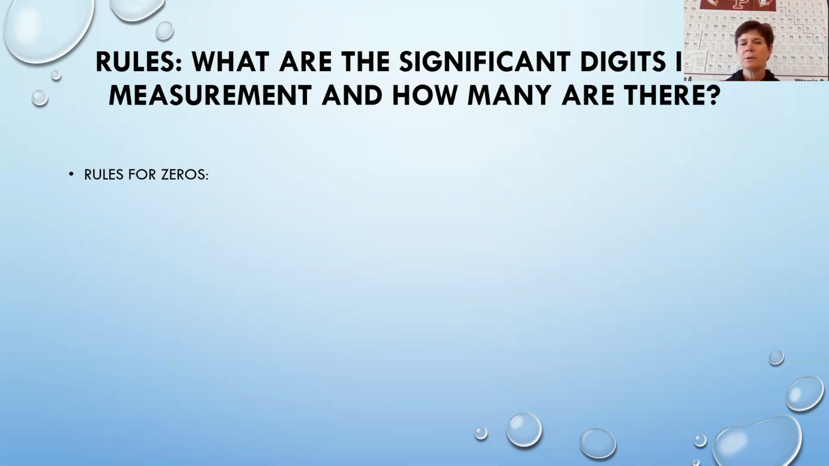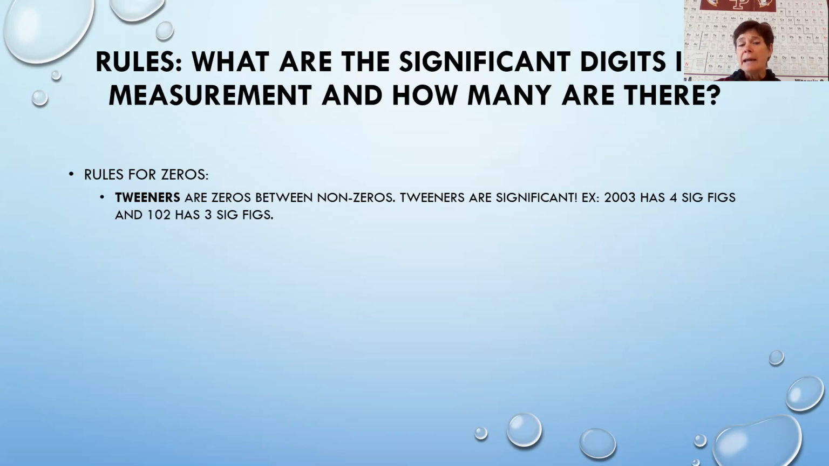Here are the rules for zeros. The first type of zero, we have nicknames for these. They are called tweeners. These are zeros between non-zeros. Tweeners are significant. For example, 2003 has 4 significant figures, and 102 has 3 significant figures. So in 2003, the 2 zeros in the middle are significant because they are tweeners between non-zeros. With 102, the 0 in the middle is significant because it's between two non-zeros.